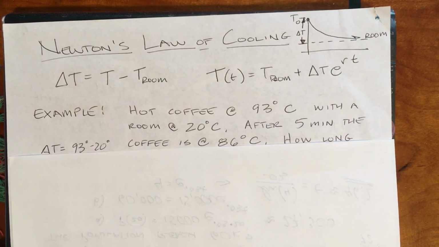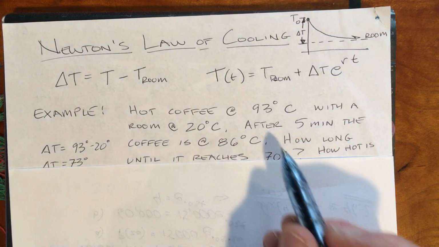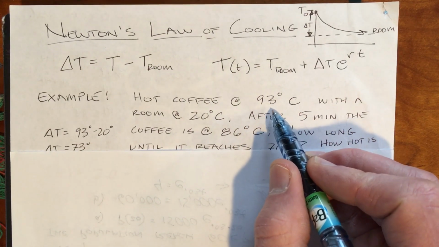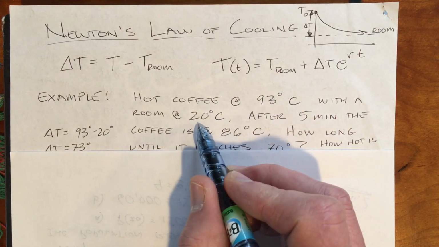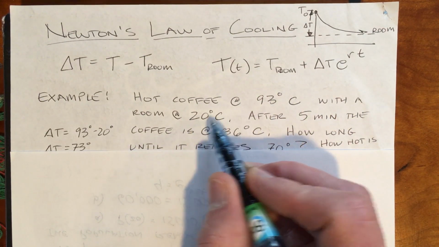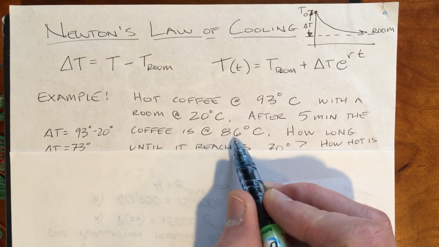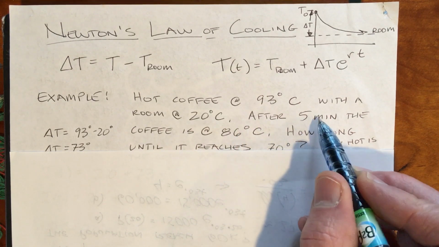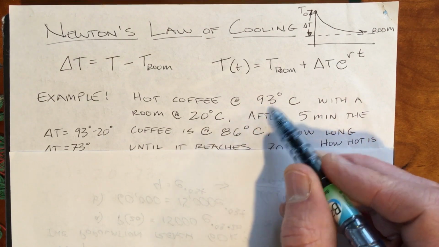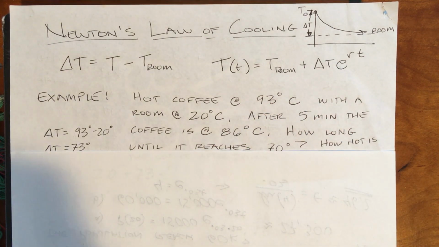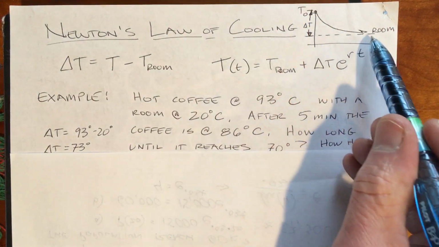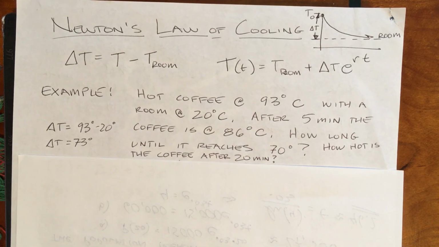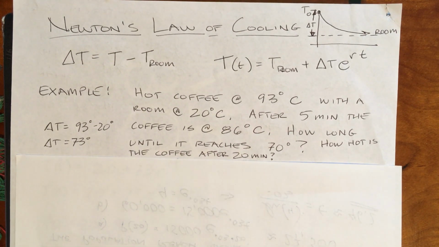So here's an example. You've got hot coffee that's coming out, in Celsius, near boiling, 100 degrees, so just a little bit cooler than boiling, with a room temperature of 20 degrees. So after 5 minutes, it's cooled off to 86 degrees. Well, it would not be correct to assume that after 5 more minutes, it would have cooled off another 7 degrees. It is going to go by diminishing returns as it decays. How long until it reaches 70 degrees? And then how hot is the coffee after 20 minutes?